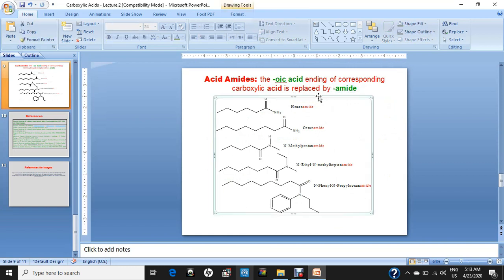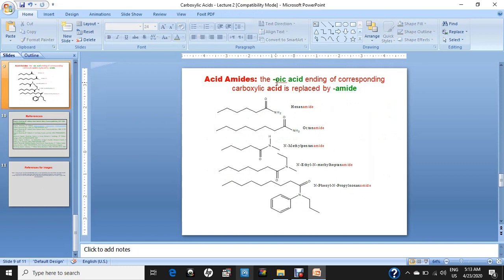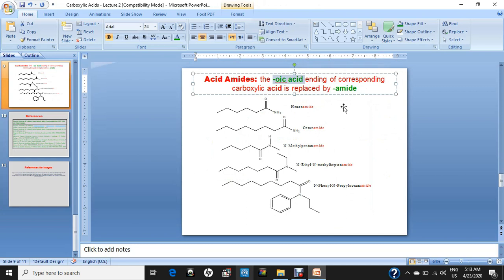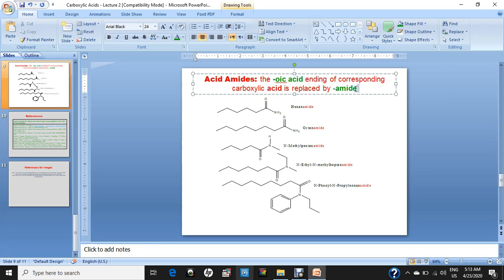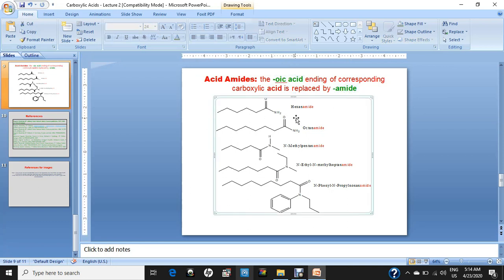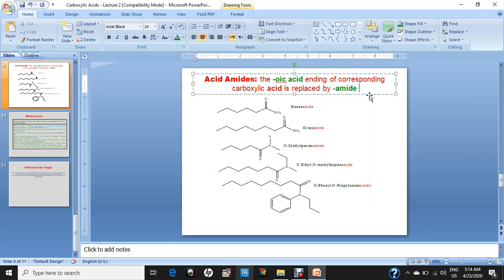Then acid amides: the oic acid ending of the corresponding carboxylic acid is replaced by amide. So we are going to replace here oic acid. Oic means we are using this as a parent chain. Suppose 1, 2, 3, 4, 5, 6, 6 carbons means hexanoic acid because it is the parent. But we have to remove this oic acid and add amide. So hexanamide. You can directly say remove E, E will be replaced by amide. This is simple.